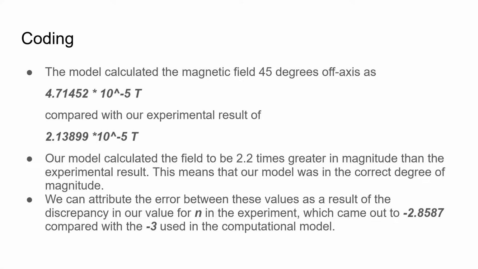So our model calculated the field to be 2.2 times greater in magnitude than the experimental result, which means that our model was at least in the correct order of magnitude, although a bit off. And we can expect a certain amount of error because we had a discrepancy in our value for n. From our experiment we observed that our value for n was about negative 2.85, whereas in the computational model we used the number negative 3. So it would have been surprising if our values had been too similar, but the fact that our model was in the correct order of magnitude is very reassuring.